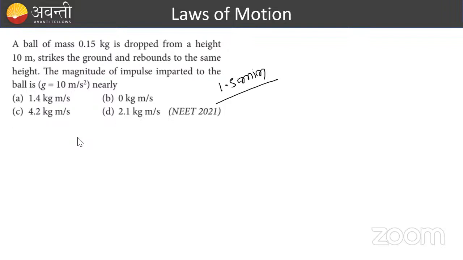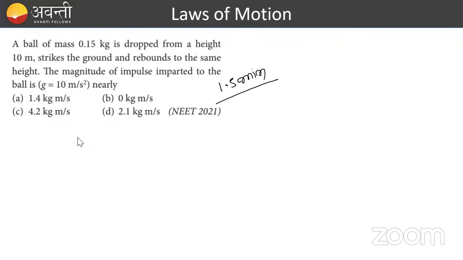Read the question carefully, solve it, and let me know the answer in the chat section. You all must have studied momentum and conservation of momentum, right?